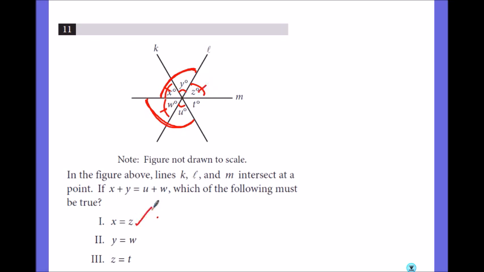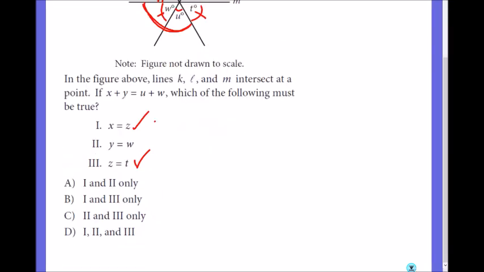Y and w. Y is equal to u. I don't know about these three in relation, so I'm not sure. Z and t. Z is vertical to w. T is a vertical angle to x. So we know these two are equal. That means those two are equal. So it must be 1 and 3. So B.